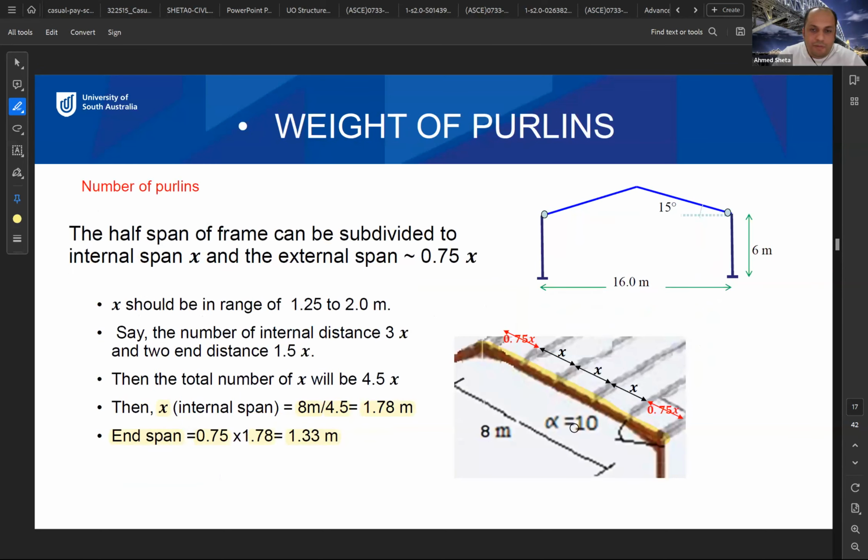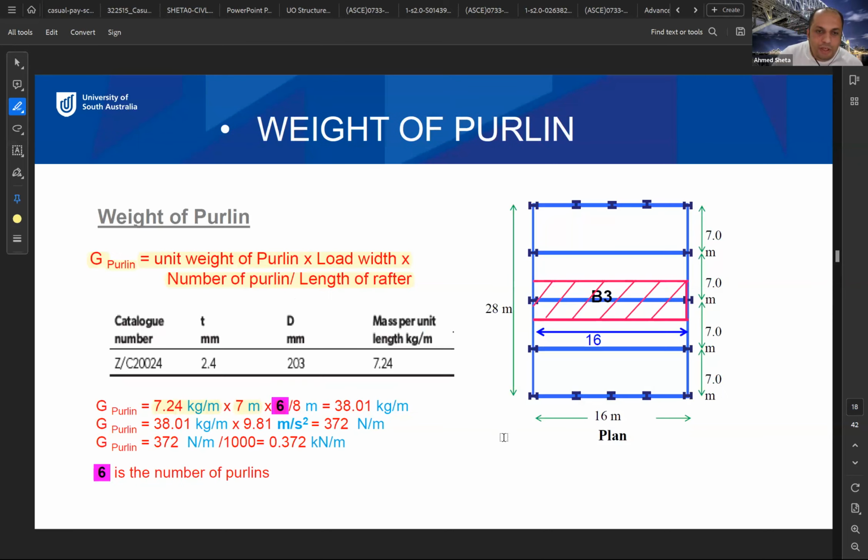How many purlins do we have here? If you look at this figure, we have 1, 2, 3, 4 in the middle and 2 on the edge. So the total number of purlins is 6, and the span of the beam is 8. Okay, so the answer, which is finally in kilonewton per meter after conversion, is 0.372. Okay, do you have any question about this? No? No, it does make sense. Thank you. No worries.